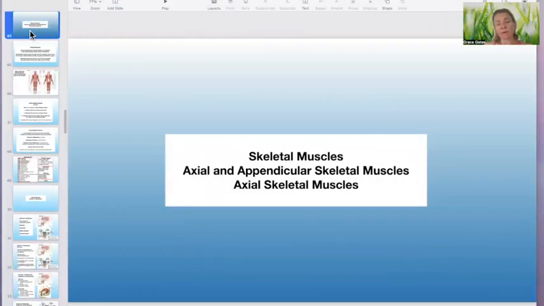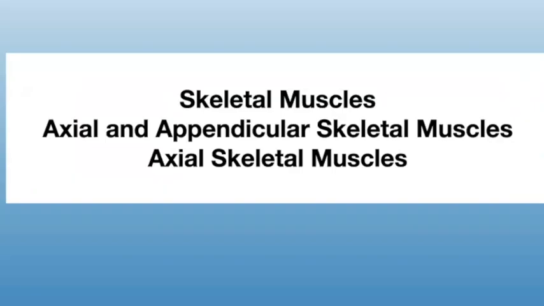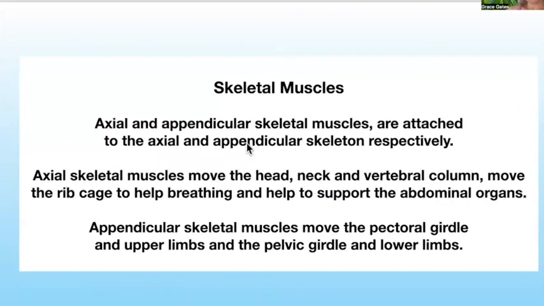So now we are going to embark on a description of the axial and appendicular skeletal muscles, followed by the main subject of our lecture today, the axial skeletal muscles themselves. So axial and appendicular skeletal muscles are attached to the axial and appendicular skeleton respectively. Remember that the axial skeleton includes the skull, the vertebral column, the ribs, the sternum, and the hyoid bone, but that's not really attached to anything, and we won't talk about it further.